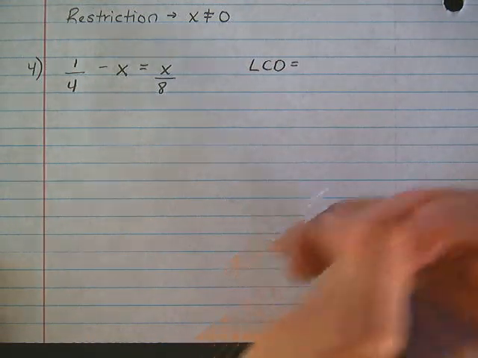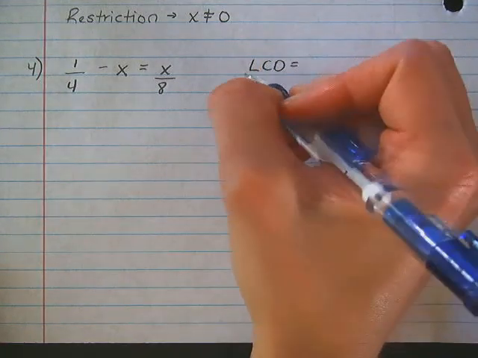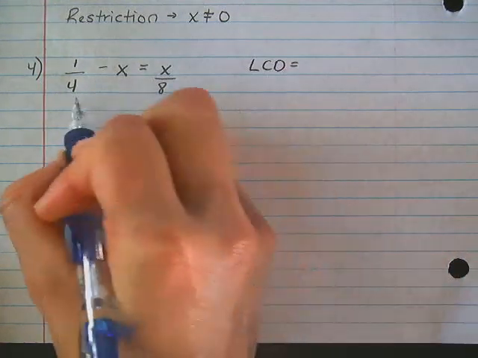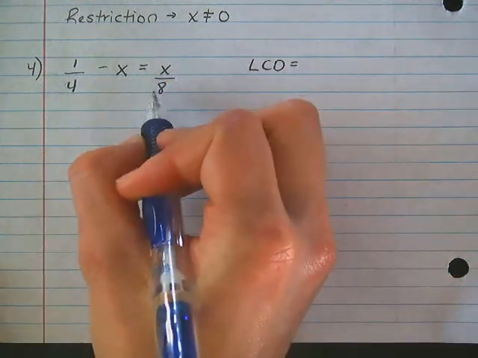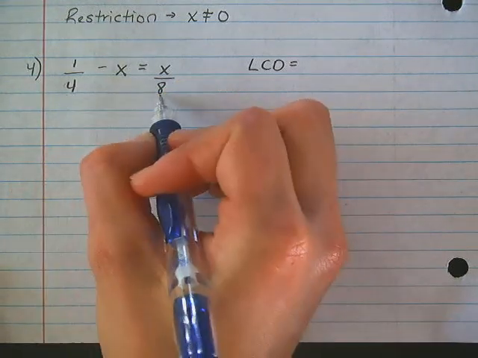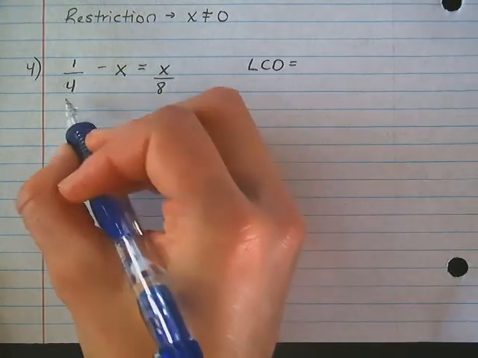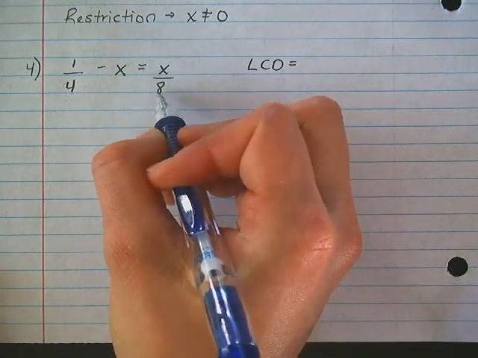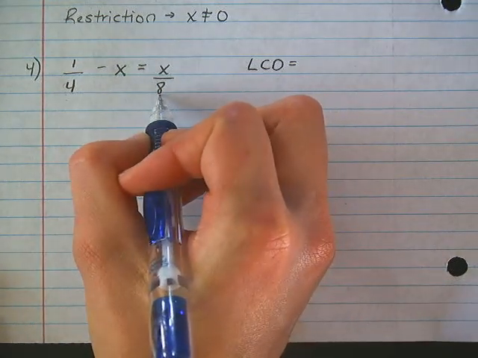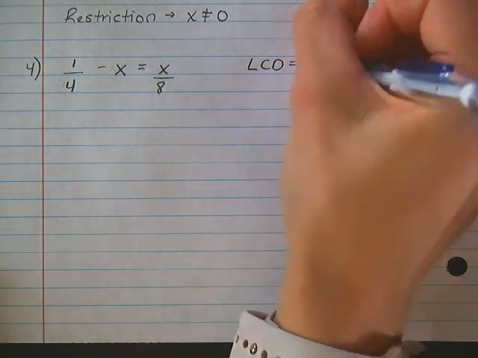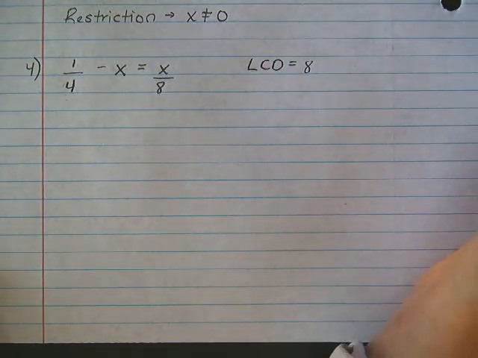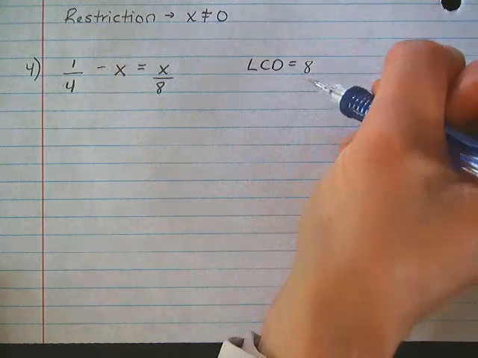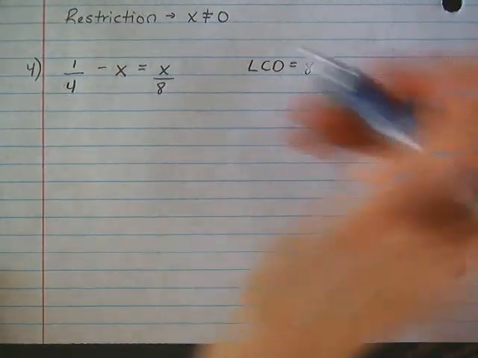So what is the smallest number that both of these numbers on the bottom of the fraction will go into? Think about 4 and 8. What's the smallest number that both of these will go into? Some people will have trouble with this one, but think about it. Don't both of these numbers go into 8? So then the least common denominator would be 8. And notice there's nothing else on the bottom of the fraction, so that is the least common denominator.